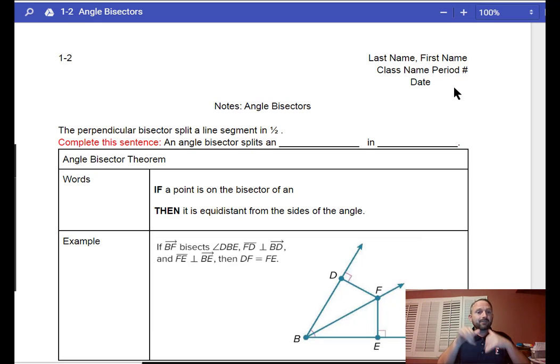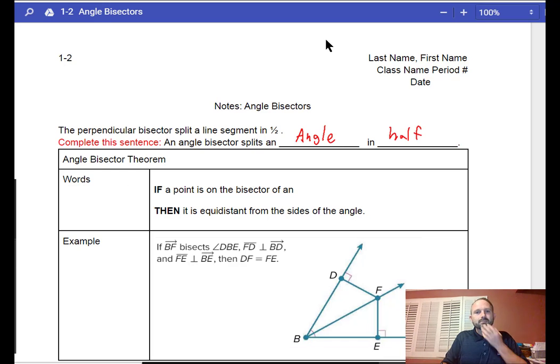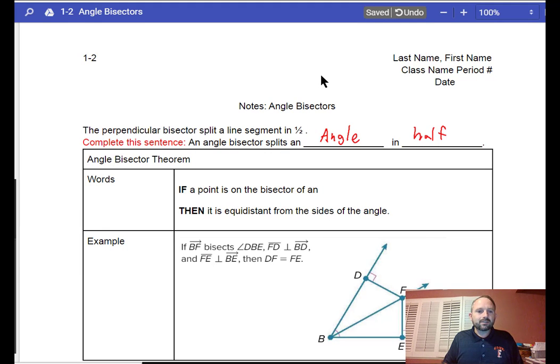Split the line in half. So complete the sentence. An angle bisector splits what? An angle bisector splits an angle in half. All right, so let's continue this.